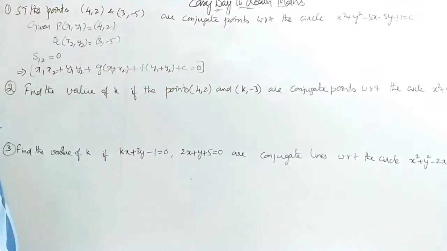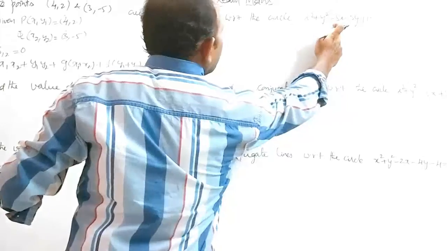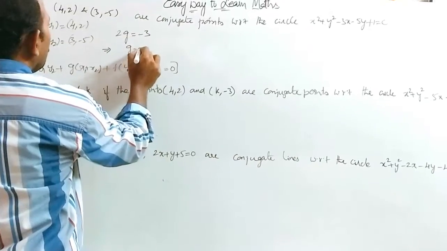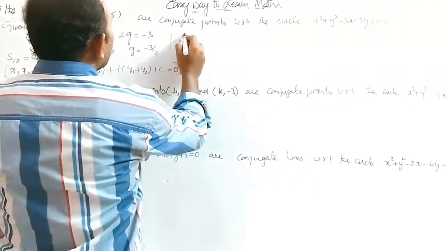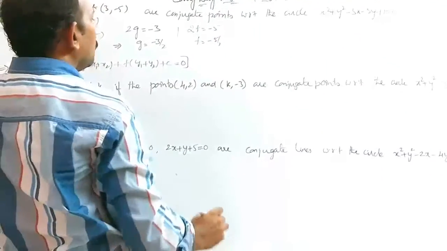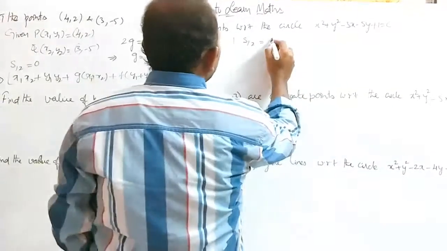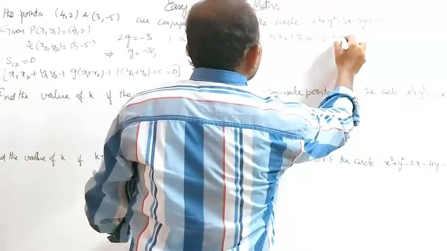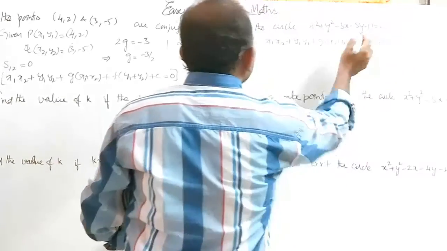Now let us substitute these points. First of all, let us find the values of g and f. Here 2g is minus 3, 2g equal to minus 3 implies g is equal to minus 3 by 2, and 2f is equal to minus 5, therefore f is equal to minus 5 by 2. Now let us find the value of S12. S12 is equal to, again let us write, x1 x2 plus y1 y2 plus g into (x1 plus x2) plus f into (y1 plus y2) plus c. c is 1.